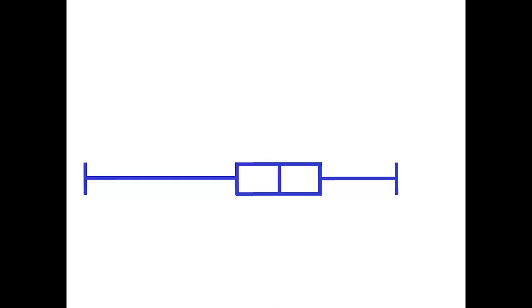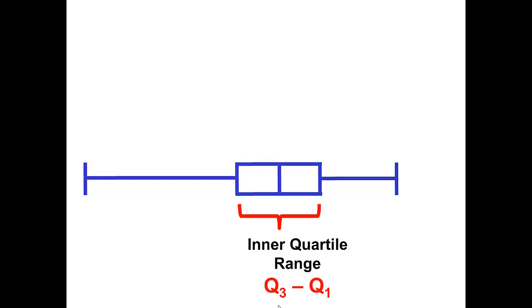Remember that the first step in doing this is to calculate the interquartile range. Let's look at this visually. The interquartile range will be Q3 minus Q1. Imagine where those values are on your box plot. The distance between the beginning and the end of your box. That's the range we are looking for.